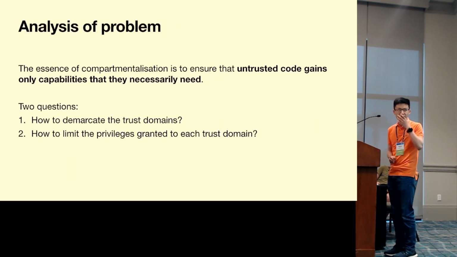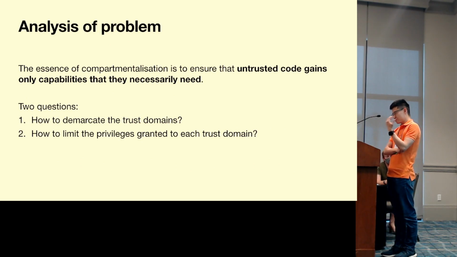Let us analyze the problem that we face. So again, we want untrusted code to gain only the capabilities that they necessarily need, which raises two questions. First, how do we demarcate the trust domains? How do we actually draw the lines between the compartments? Question two, how do we limit the privileges granted to each trust domain? What is the mechanism for doing that?